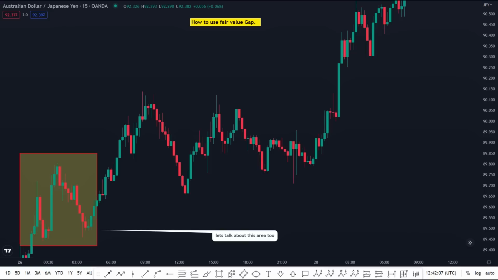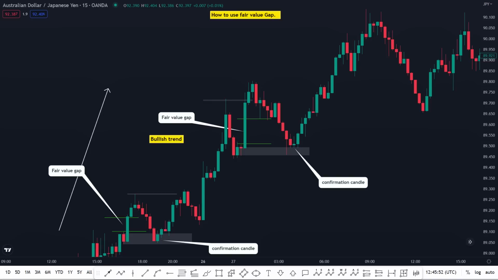Let's do this example here. You will see the same thing again. We have both patterns with fair value gap. And we can also see that we have a demand zone here. And lastly, price also confirmed to the upside.